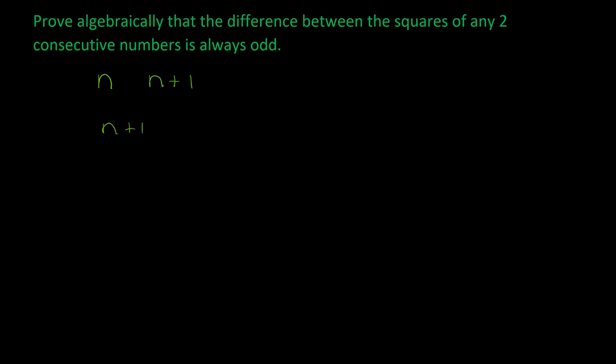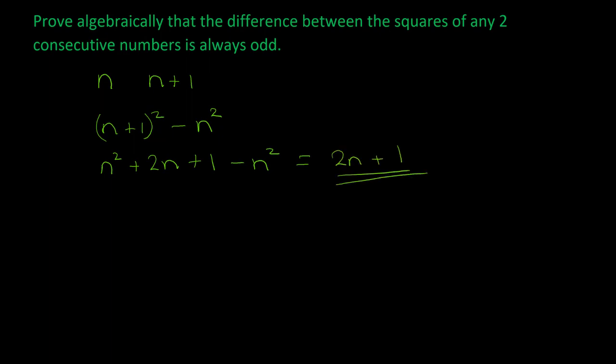So n plus 1 squared minus n squared. So n plus 1 squared will be n squared plus 2n plus 1. And then we've got to take off the n squared. So that means we'll be left with 2n plus 1, which we know is always an odd number.